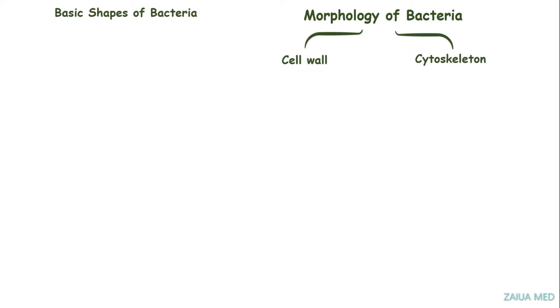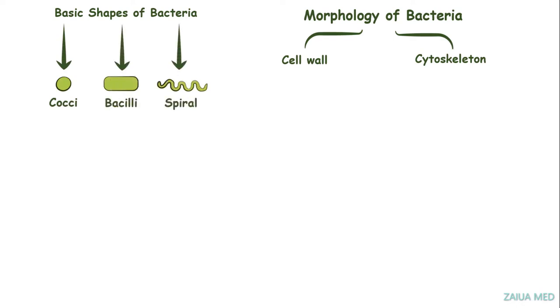There are a variety of shapes for bacteria. It's because of the cell wall and cytoskeleton of bacteria. If they change, the shape of bacteria changes. Bacteria are present in three basic shapes. The first one is called cocci, the second one is bacilli, and the last one is called spirals.